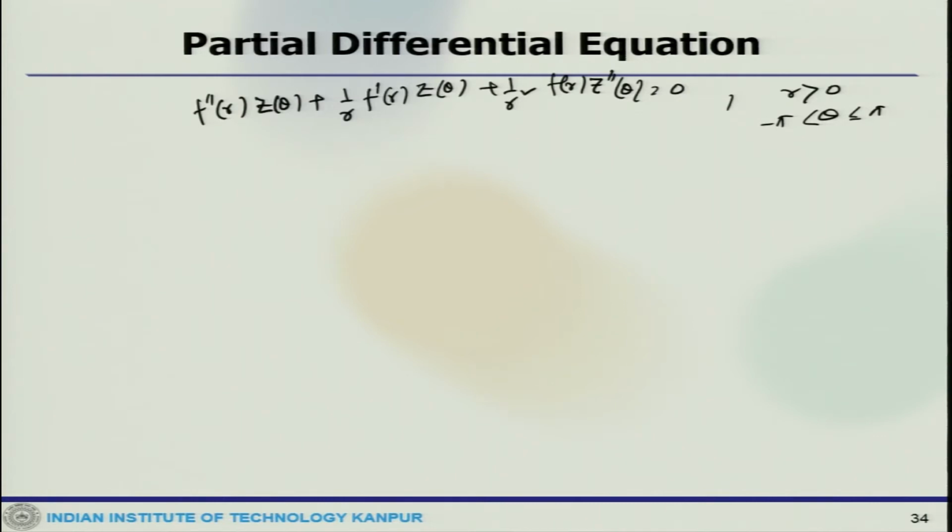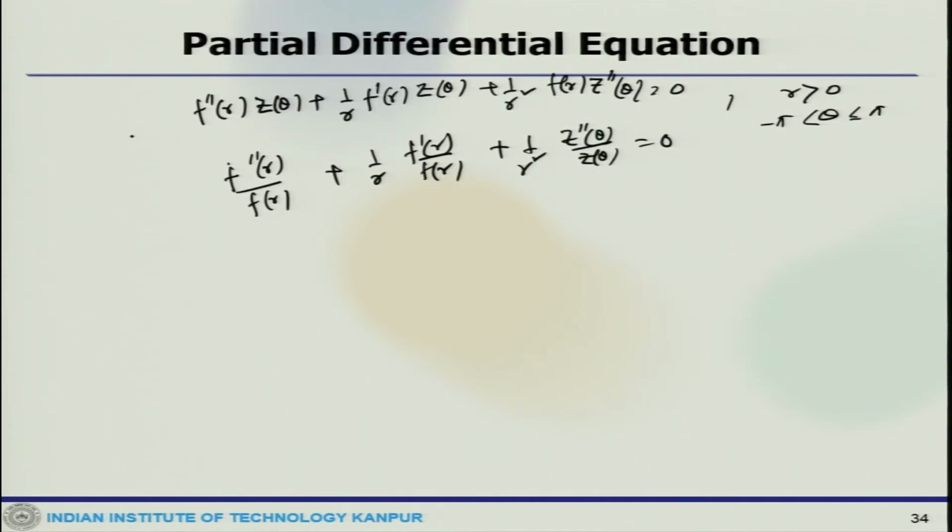So, now assuming v(r, theta) is non-zero for all values of r and theta, then we divide both sides by that, and what we get is f double prime(r) by f(r) plus 1 by r f prime(r) by f(r) plus 1 by r square z double prime(theta) by z(theta), which is 0. So, here this is dividing by v(r, theta). Now, this is the condition for which this is valid.